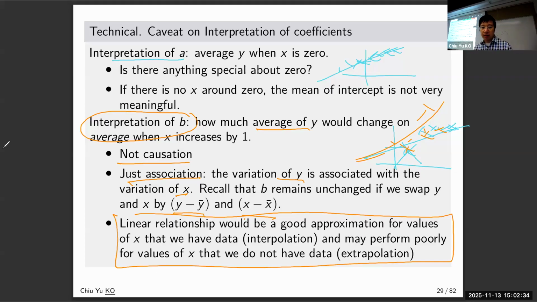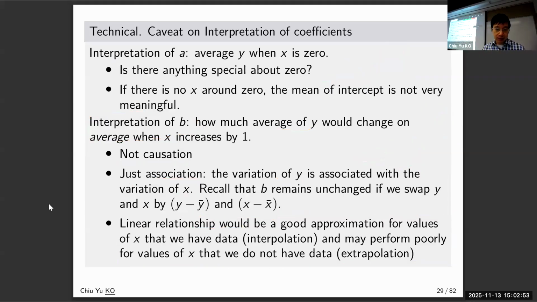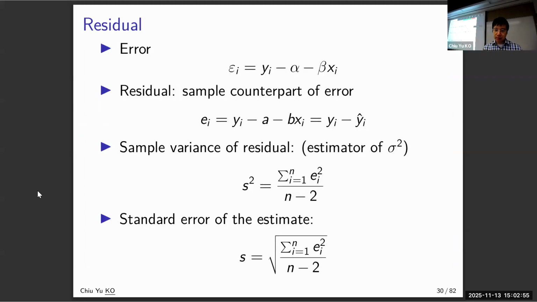So it's a group approximation. It will be good when you have data. It can be bad when you don't have data. So you have to be a little bit careful. Some caveat.